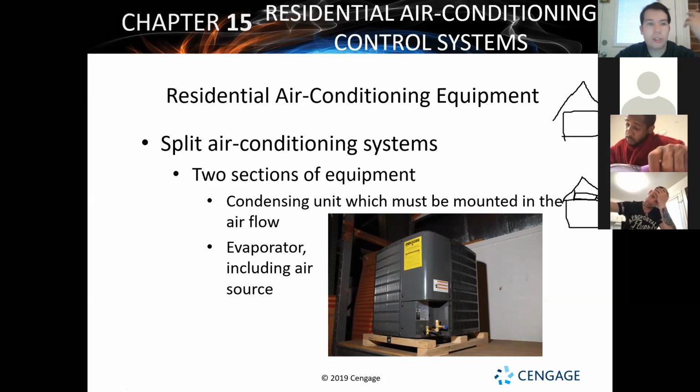And those are going to be your two sections that are going to have a lot of controls going out to them. Typically for the condenser unit, if it's just an air conditioner, not a heat pump, you'll only have to run 24-volt control wiring. You only have to run 2 wires out there.